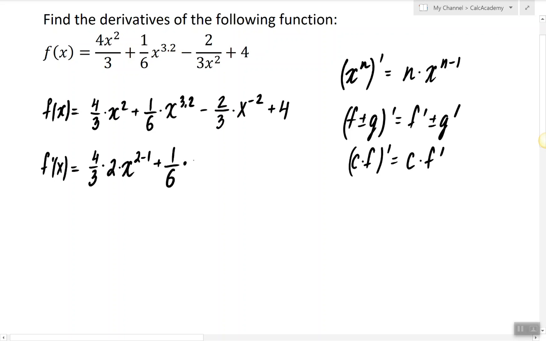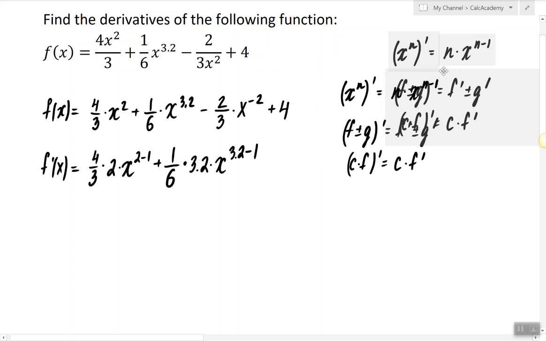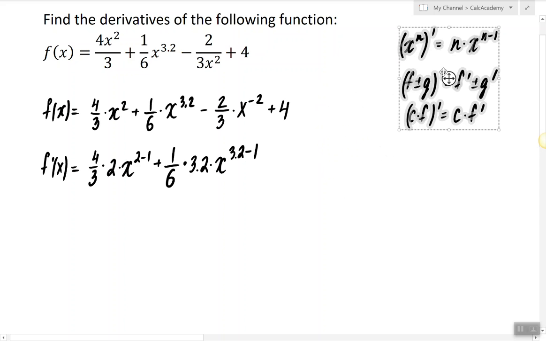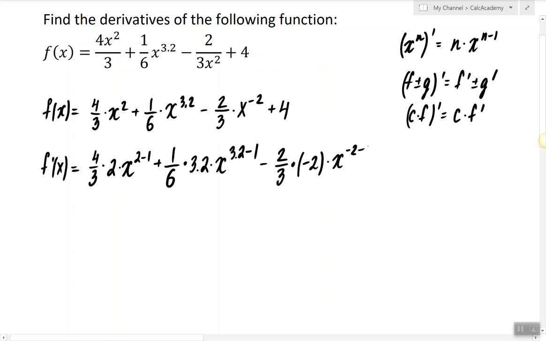So here the power is 3/2, so I write 3/2 here, and I multiply by x to the power 3/2 minus 1. Next, we take the derivative of x to the power -2 by bringing -2 down and then taking 1 from -2. And the derivative of 4 is just 0.